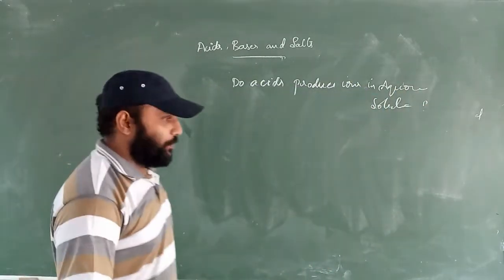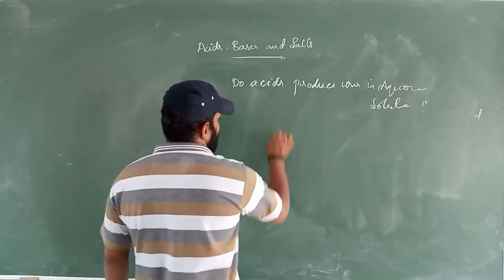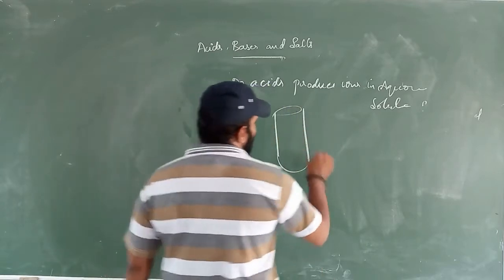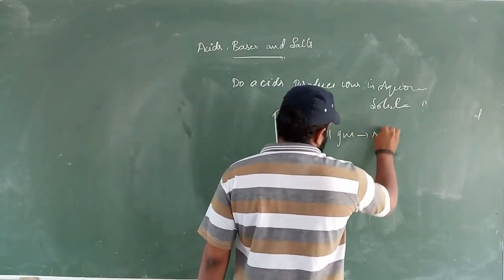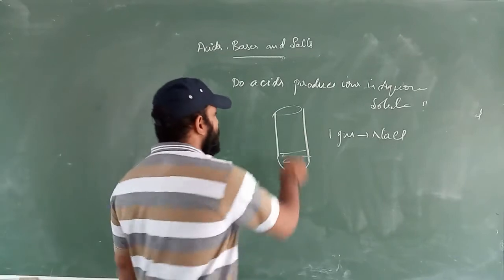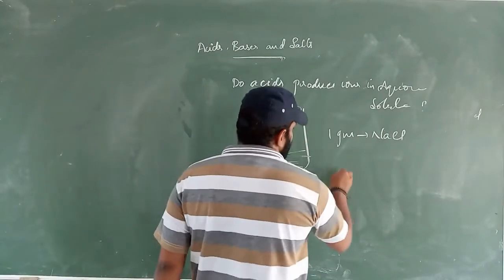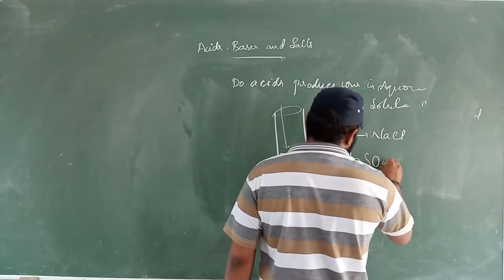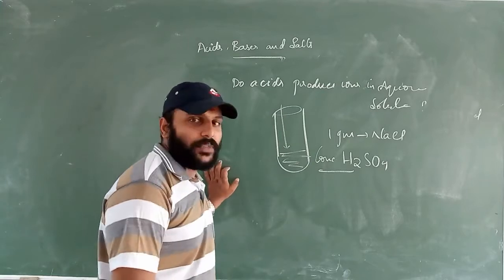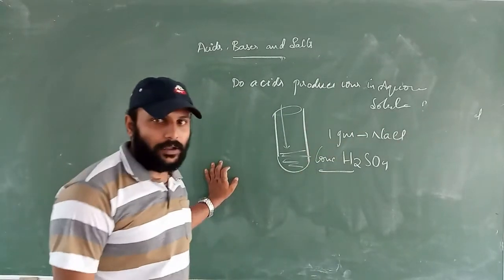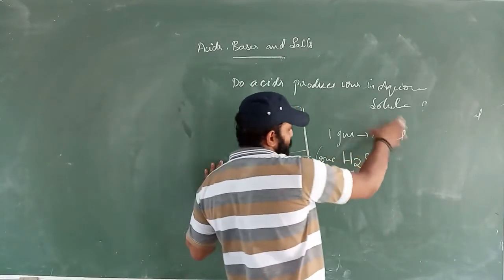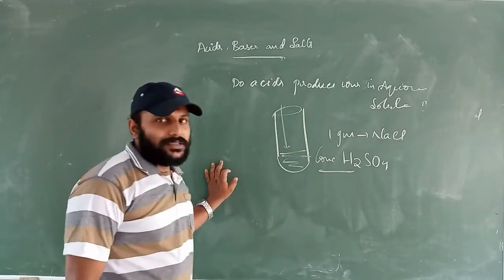So let's see. Here we will take one test tube. Now I will take 1 gram of NaCl into the test tube. Now I will add concentrated sulfuric acid into the test tube which contains sodium chloride. We can observe that when I slowly add the concentrated sulfuric acid, some gas will be produced.